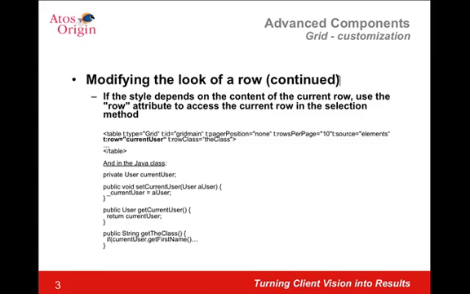The row parameter will be the current value of your list. You have to define an attribute in your Java class for storing this value. In this example, we will use the currentUser attribute. And the row class will refer to a Java method called getTheClass, in which you will return the desired class.